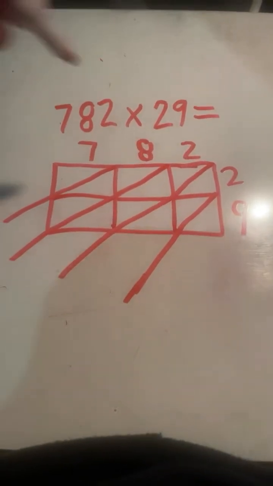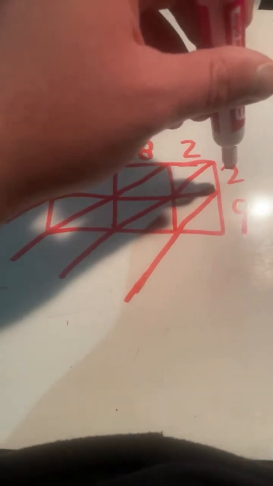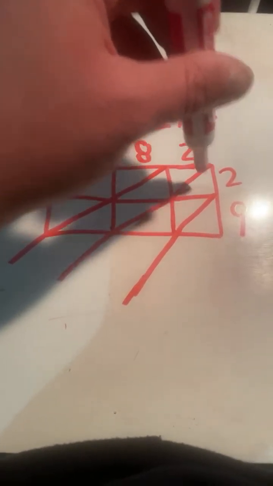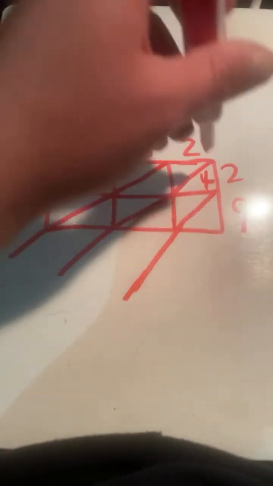Next, we multiply each of the digits. Starting in the far right-hand corner, we're going to multiply 2 times 2. Our answer is going to go in the square, but each digit in our answer goes in a separate triangle. So 2 times 2 equals 4. So we're going to put a 4 here, 0 here.